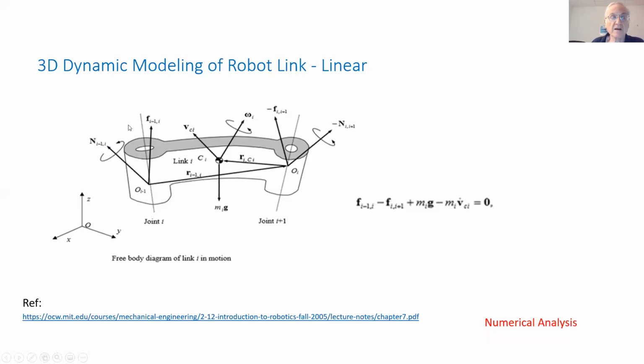Here's an example of modeling of a robot link in 3 dimensions. This is a bit more complex, but the principles are the same. The summation of all forces on this free body diagram must equal 0. We have the forces on the one joint, and we have the forces on the adjacent joint. We have the inertial force, which is minus mass times the derivative of velocity, which is a vector. A derivative of velocity is acceleration, mass times acceleration, plus we have the gravitational force. So this is the vector equation of summation of forces equal to 0.